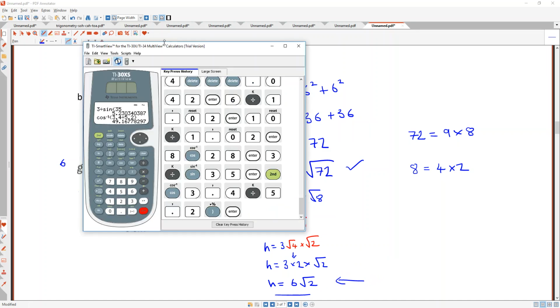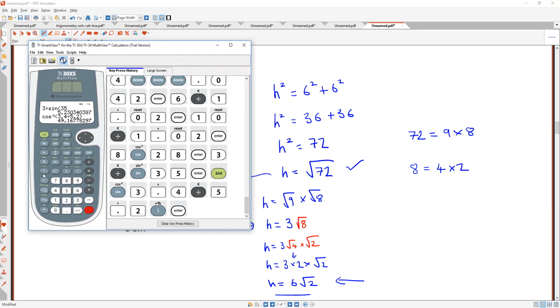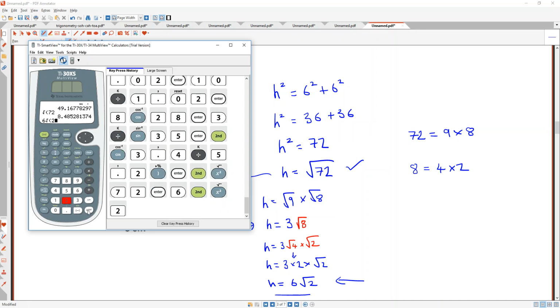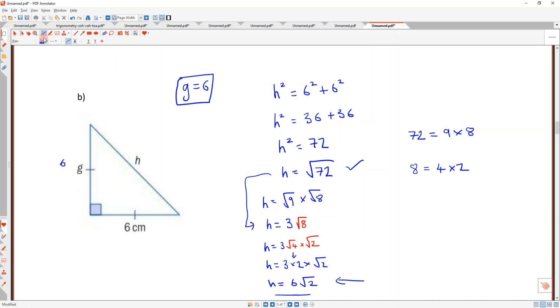We can check it. If I put the square root of 72 in the calculator, I get 8.48. And if I do 6 square root of 2, I get exactly the same thing. So this answer is exactly the same as this answer, except this one is more simplified. And you should always be aiming to simplify your answer as much as possible.